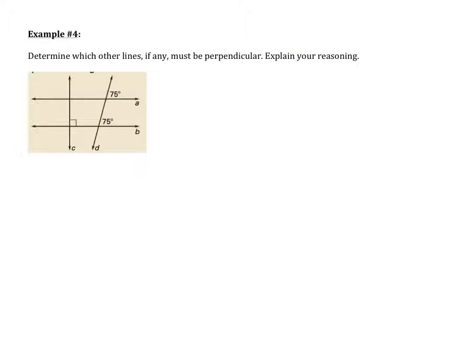Example number 4, determine which other lines, if any, must be perpendicular. Explain your reasoning. So first off, we are shown that line C is perpendicular to line B. So what we're being asked is there any other pair of lines that are also perpendicular? So to start, I see that I have an angle of 75 degrees here and an angle of 75 degrees here. If I put line A on top of line B, these two angles would be on top of each other, and therefore they would be corresponding. If I have corresponding angles that are congruent, like I do here, that would prove that line A is parallel to line B. So that's what I'm going to write first.